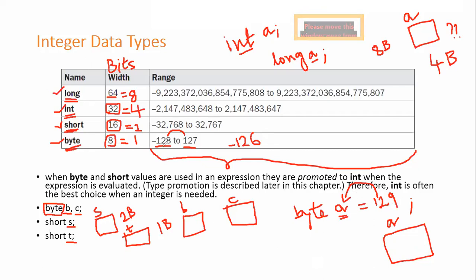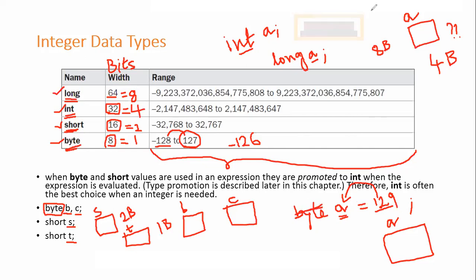Now 129 falls in this range. What's the maximum value a byte can hold? The maximum value a byte can hold is 127. But what am I trying to store? I'm trying to store 129, which is out of range. Since I'm trying to store an out-of-range value, it is not possible to store 129 in variable a. But how to store the value 129 in variable a? In order to store 129 in variable a, what should I do?